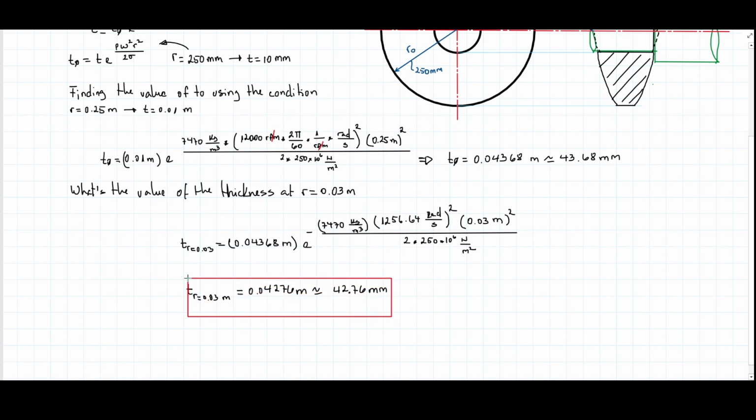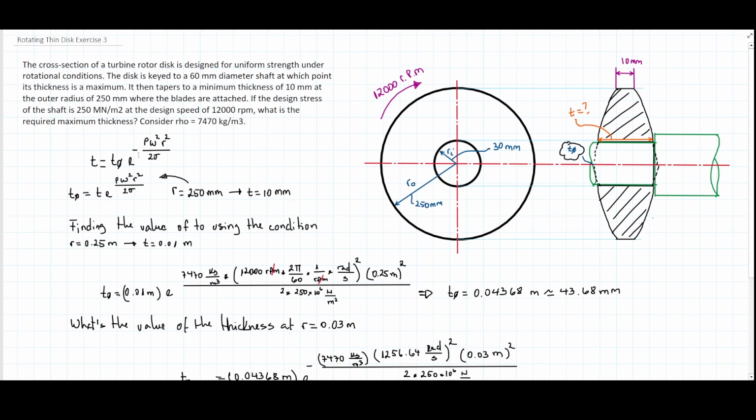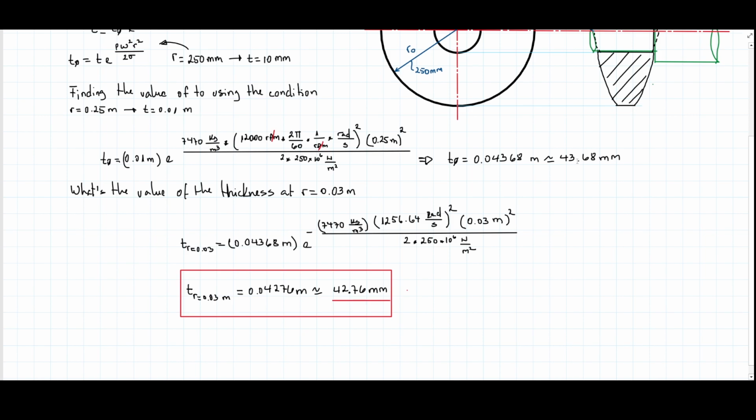So it's very short, very quick to solve. A brief summary: we have just one equation. The only missing unknown is the value of T0, but we can find it because we know certain conditions along the radius: when the radius is 250 millimeters, the thickness is 10 millimeters. I can use this information to find T0, and the value of T0 is not going to change along the radius for this disk, because it's the value when the radius is 0, so it applies to that disk in all cases. Using this information and the other one given in the problem, I can find T0, which happens to be 43.68 millimeters.